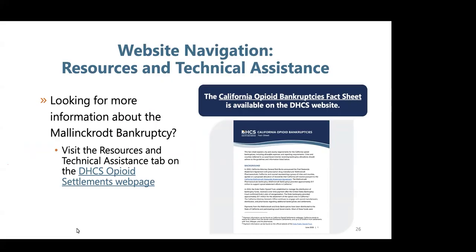So also on our DHCS California Opioid Settlements webpage, we do have a fact sheet specific to the California opioid bankruptcies. There may be more coming if they follow the same structure as the Mallinckrodt bankruptcy. We are a little unsure. It's expected that the allocation structure will likely remain the same, but those bankruptcies are a little bit different than our settlement agreements, which we can almost guarantee will look identical to each other. But regardless, if you have any lingering questions on the Mallinckrodt bankruptcy, this fact sheet is a really good one to check out. Next slide, please.